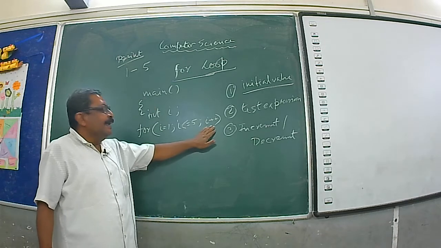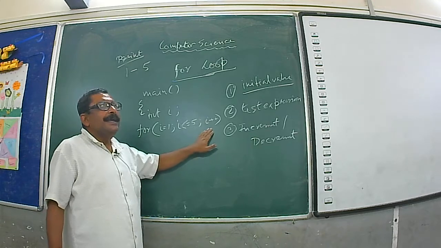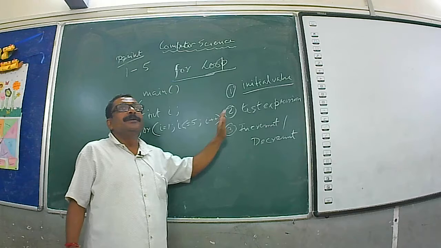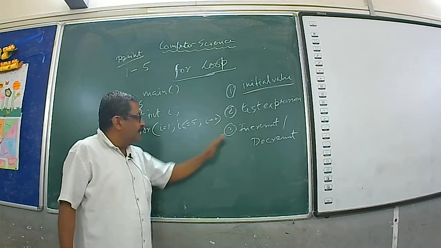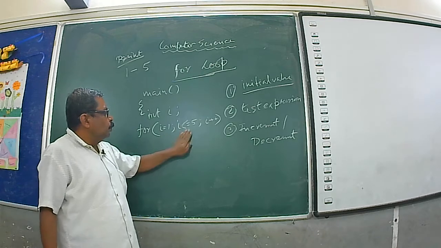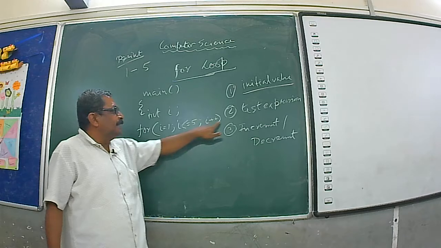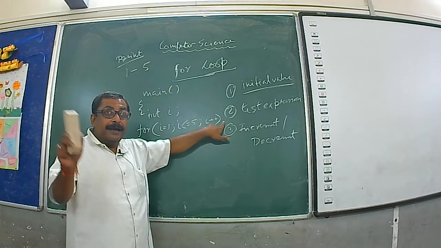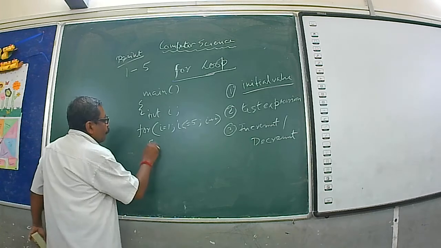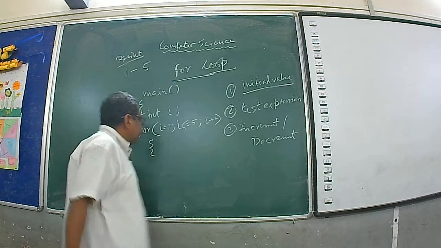And the last one is the increment. According to this program, i plus plus means the value of i will be incremented by 1. That is the increment or decrement. Total 3 things: 1, 2, 3, separated by semicolons. At the end, a semicolon is not required. Open braces, because we have started the for loop.